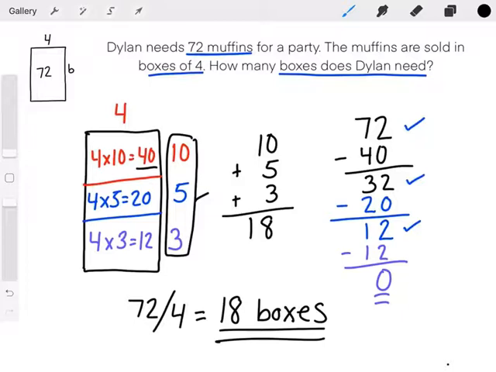Hopefully this is starting to make a little bit more sense. We're going to do one last example that I'm actually taking straight from your math journals on page 198, number 1. So if you want to follow along with me, you can.